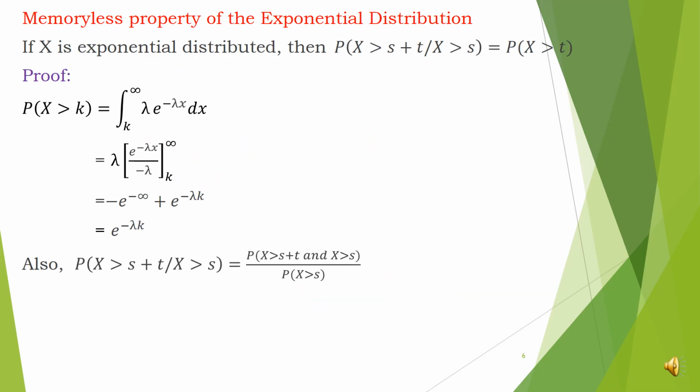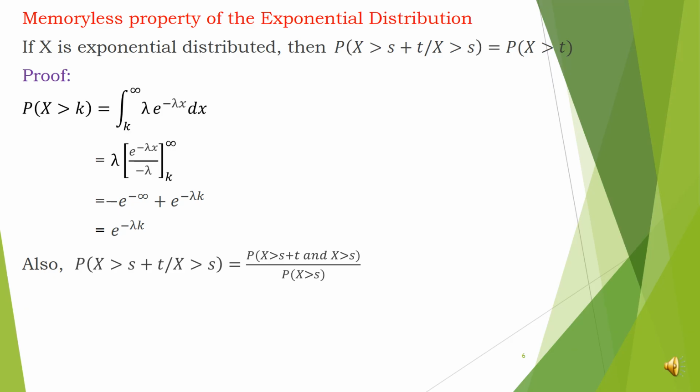The next very important property is the memoryless property of the exponential distribution. One of the most important characteristics of the exponential distribution is the memoryless property. It states that the probability of an event occurring in the future is independent of how much time has already passed. In simple terms, the process does not remember the past. This is a unique feature among continuous distributions and is especially useful in modeling systems where past history does not affect future outcomes.